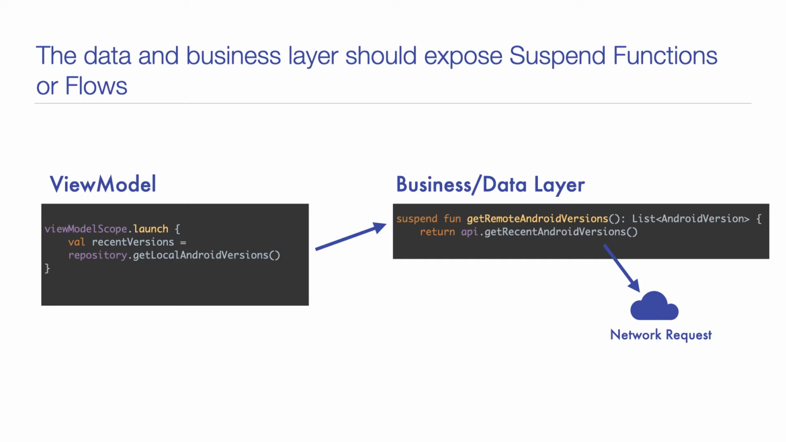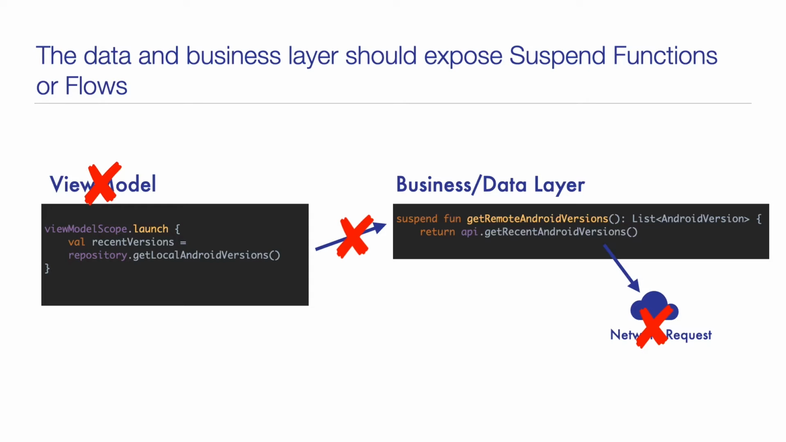Now, the big benefit here is that the ViewModel is able to control the execution and lifecycle of the work that happens in the business layer. So for example, if the user navigates away from the screen, the ViewModel is destroyed and the ViewModel scope in which the coroutine that called the suspend function was started is cancelled. This way, the network request that provides data that isn't actually needed anymore is cancelled.